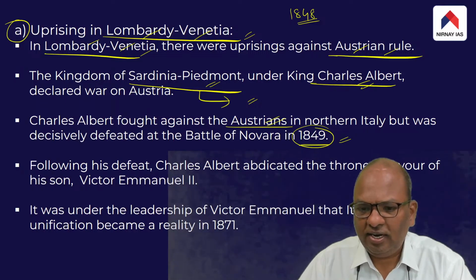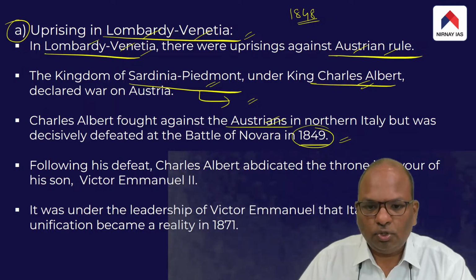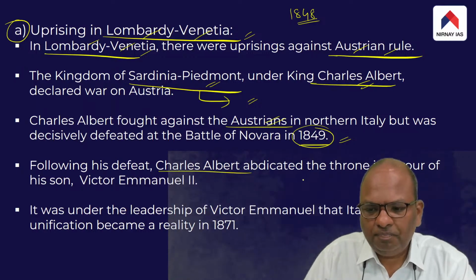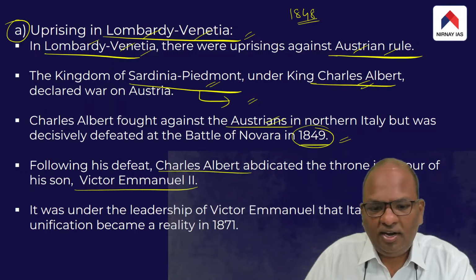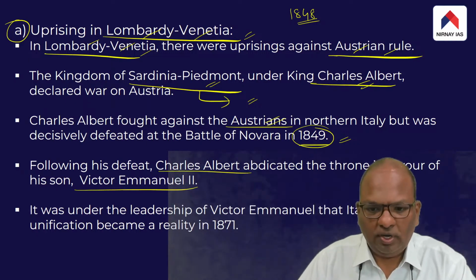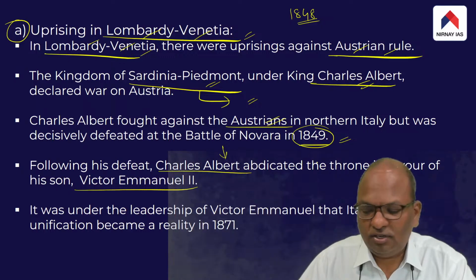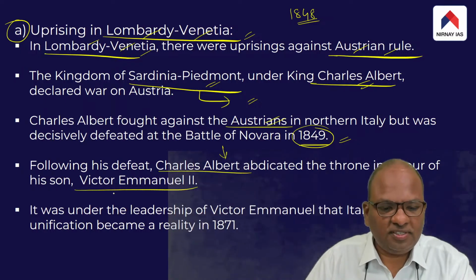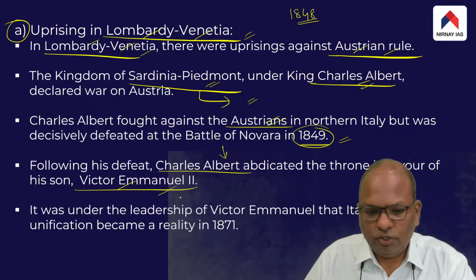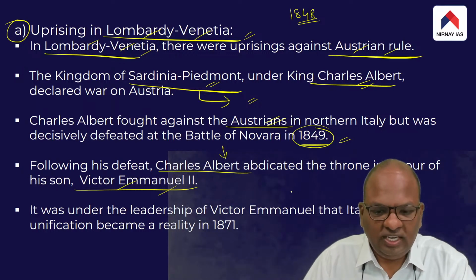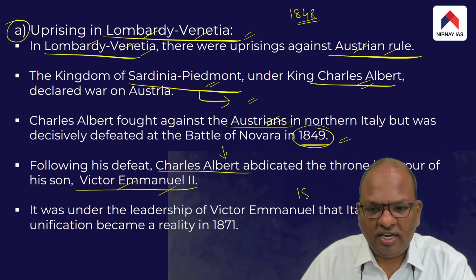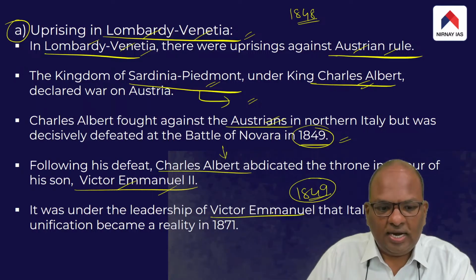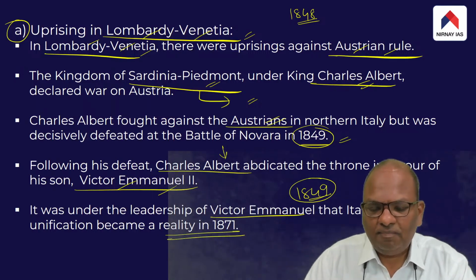He was basically defeated by the Austrian rulers. So in 1849 itself, Charles Albert abdicated the throne in favor of his son Victor Emmanuel II. So Victor Emmanuel II became the ruler of Sardinia Piedmont in 1849. It was under the leadership of Victor Emmanuel that Italian unification became a reality in 1871.